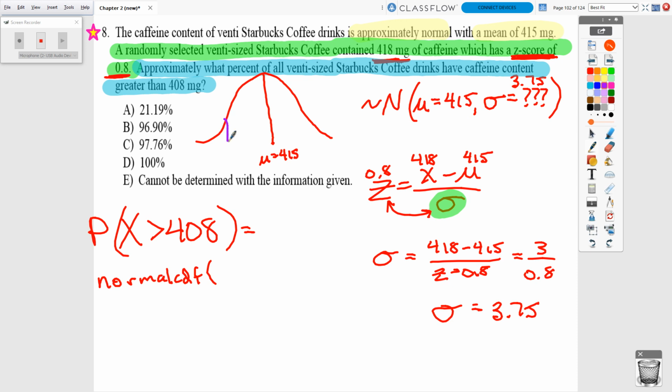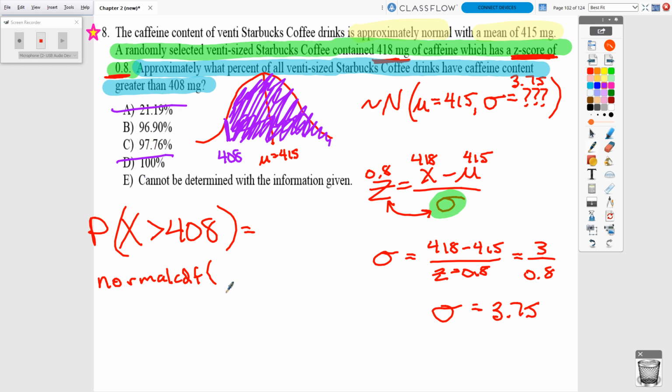But really you could just know that 408 is going to be to the left of 415. And then we're going to figure out all of this amount that's greater than 408. All right? So we know, just by looking at this picture, the answer is going to be more than 50%. So it's not going to be A. I'm not hitting everything, so it can't be 100%. So I got a pretty good feeling it's either going to be B or C.